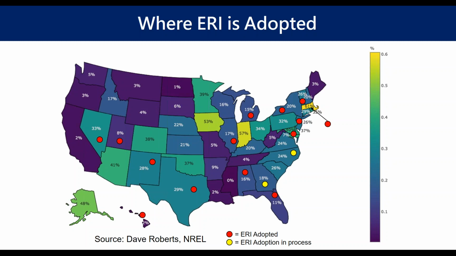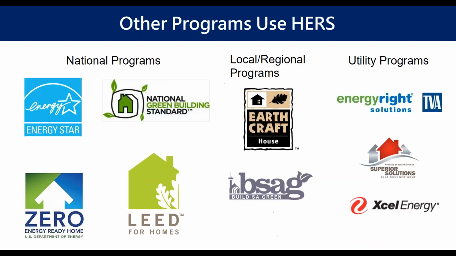I would say in the future, you can expect these numbers to increase fairly significantly because there are more and more states that are looking to the 2015 and in some cases the 2018 code as the next code they're going to adopt. And I think you're going to see an increase in the ERI adoption as the 2015 code gets more adoption across the country.